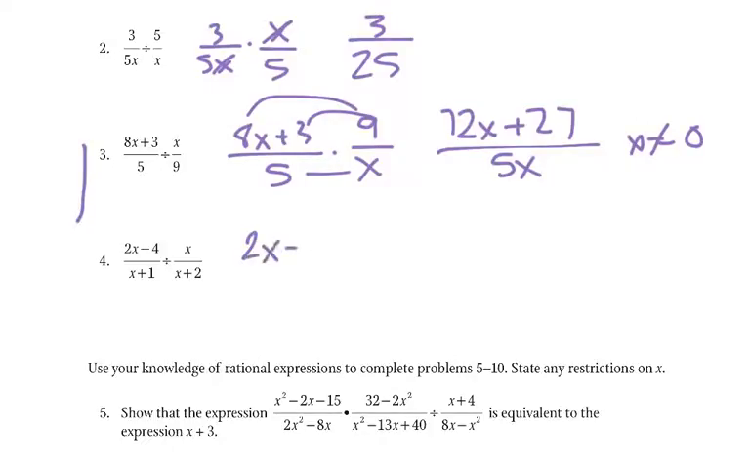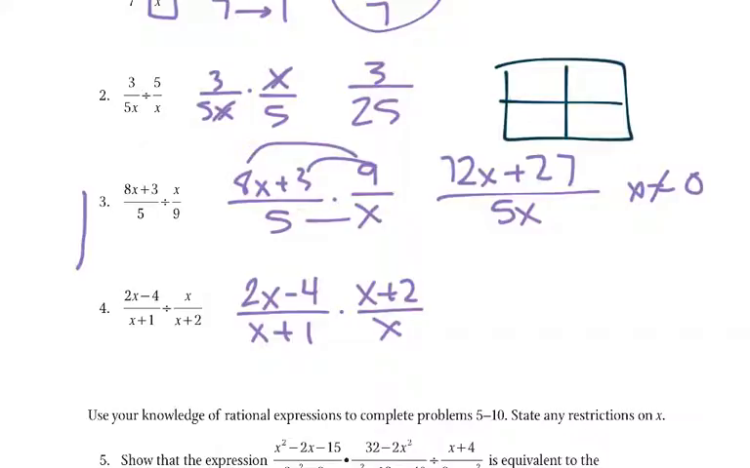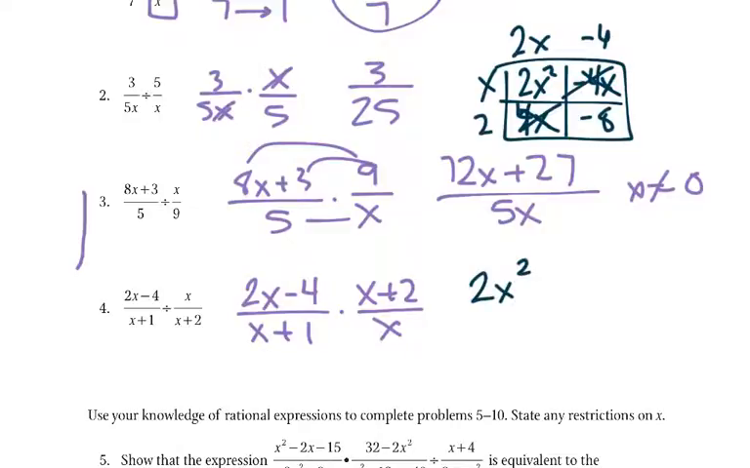Okay, number 4. So we get 2x minus 4 over x plus 1 times x plus 2 over x. Can't simplify that one at all, so we use the box berry model for the top. 2x, negative 4, x, positive 2: 2x squared, negative 4x, 4x, and negative 8. Those two cancel, and we're left with 2x squared minus 8 on top. Bottom, x times x is x squared, x times 1 is x.